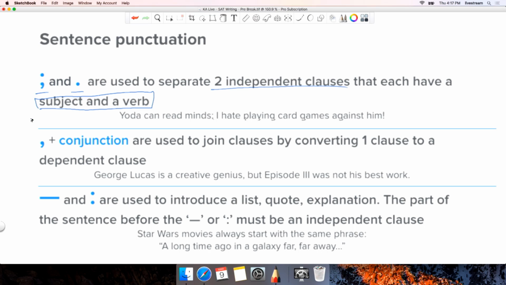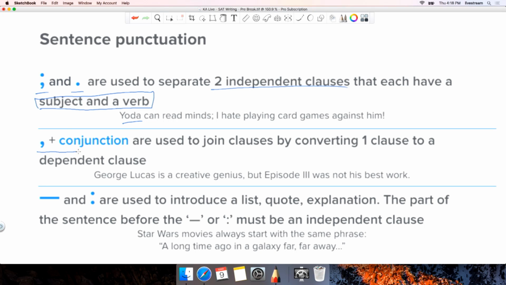An example of this is, Yoda can read minds; I hate playing card games against him. Yoda can read minds is an independent clause. We've got Yoda can read minds. Oh, what happened there? I've lost my ability to write. Oh, I'm back. Okay. And then the second part of the sentence is also an independent clause. So that's how you know that the semicolon has been used correctly.